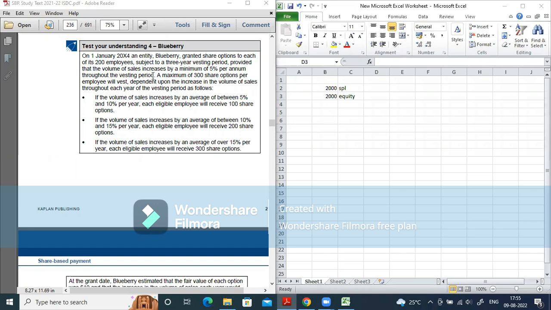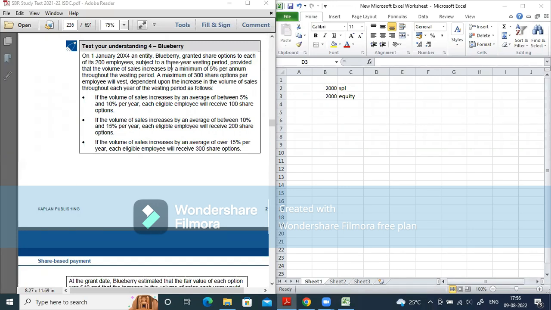It means that in order to vest these share options, there should be a minimum increase in sales of 5% per annum. Now, what kind of condition is it? Is it a market-based performance condition or a non-market-based performance condition? Yes, it is a non-market-based performance condition. Very good.